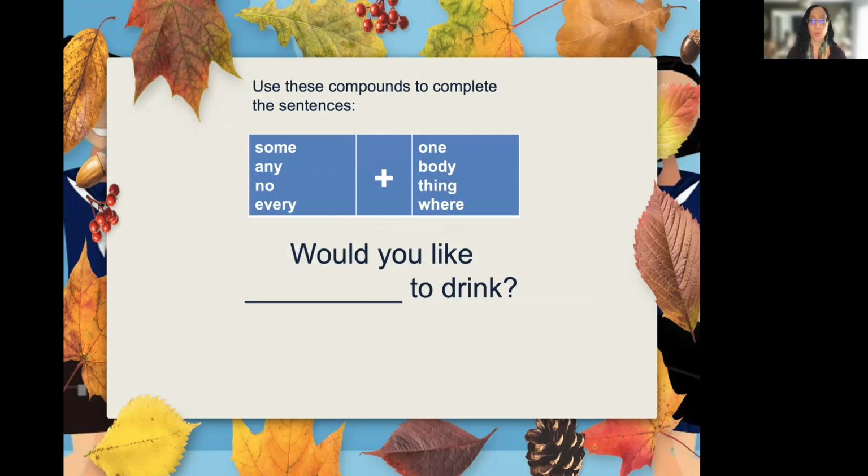So, would you like blank to drink? Which compound word? Now, do you remember what the compound word means? Well, it's two words put together. Okay. So I gave this one to you. Would you like something to drink? I knew that you knew this, so I just wanted to make this a little bit easier for you.